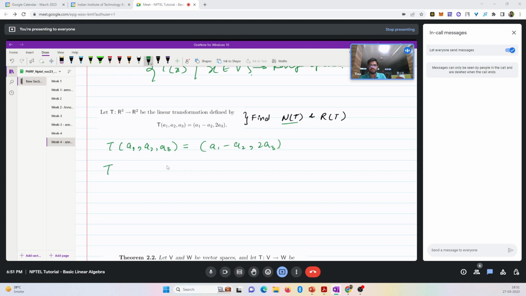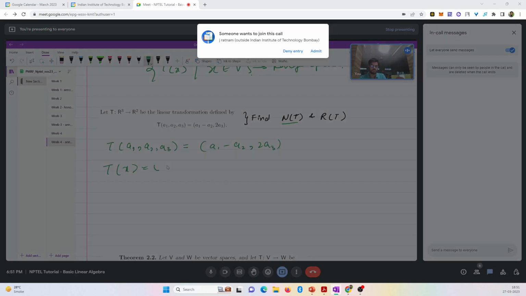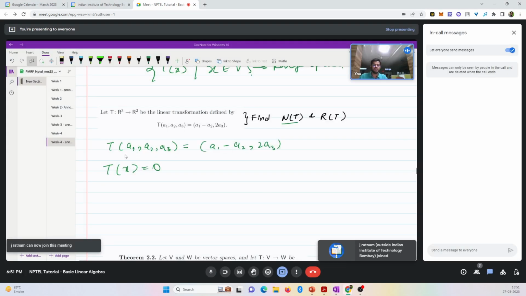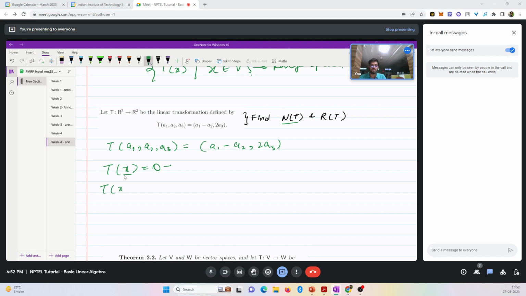So what we want is for T of x to be 0. We want to find all such x which map to 0, right? So let's say T of (x1, x2, x3) is 0. So what is T of (x1, x2, x3)? By the given definition of the linear transformation, this is (x1 minus x2, 2 times x3).